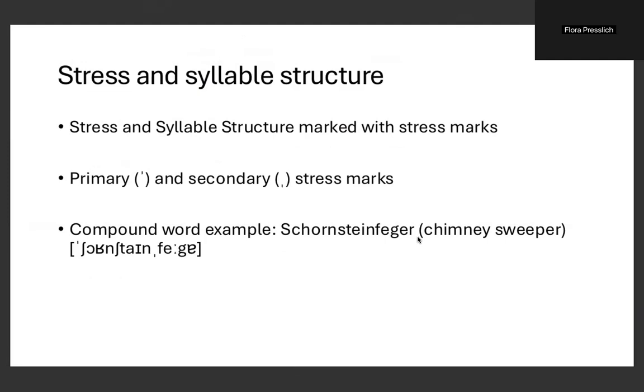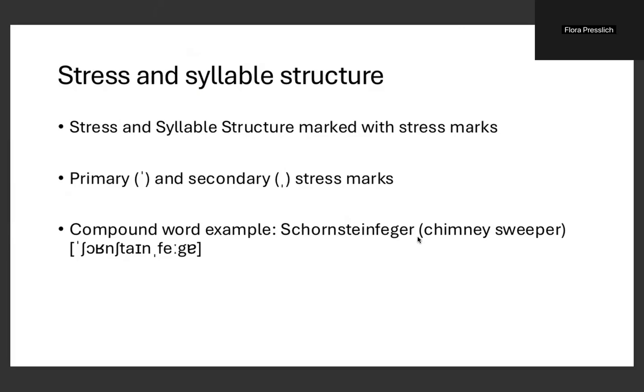On the next slide, I want to introduce you to the stress and also syllable structure of German. Stress plays an important role in the German language, specifically for the correct pronunciation. And stress and syllable structure are labeled with stress markers. And on the slides, you can see the German compound word for chimney sweeper with the stress marks. The German word would be Schornsteinfeger. The primary stress is marked with a raised vertical line before the syllable and the secondary stress with a lower line.